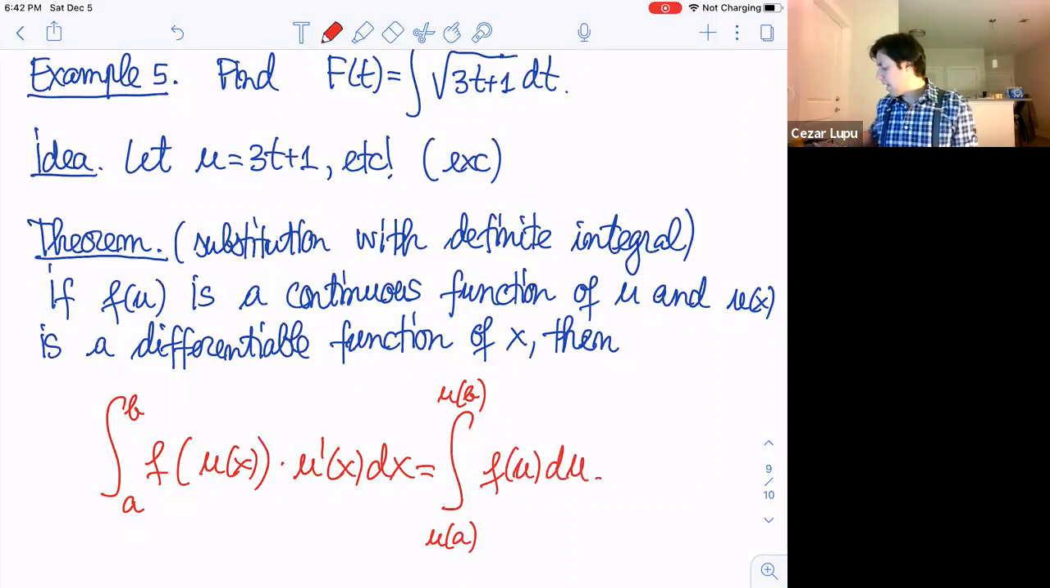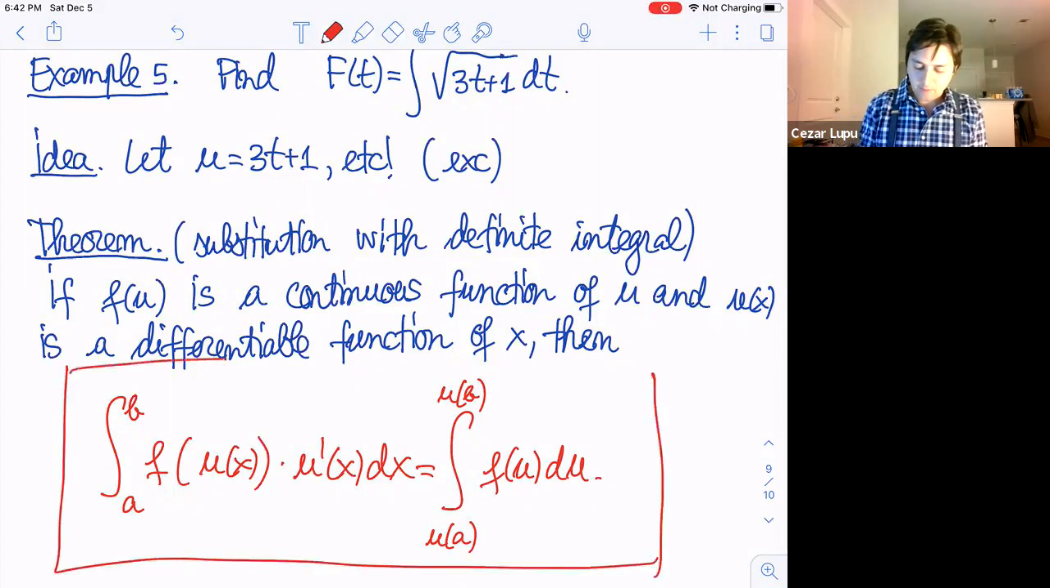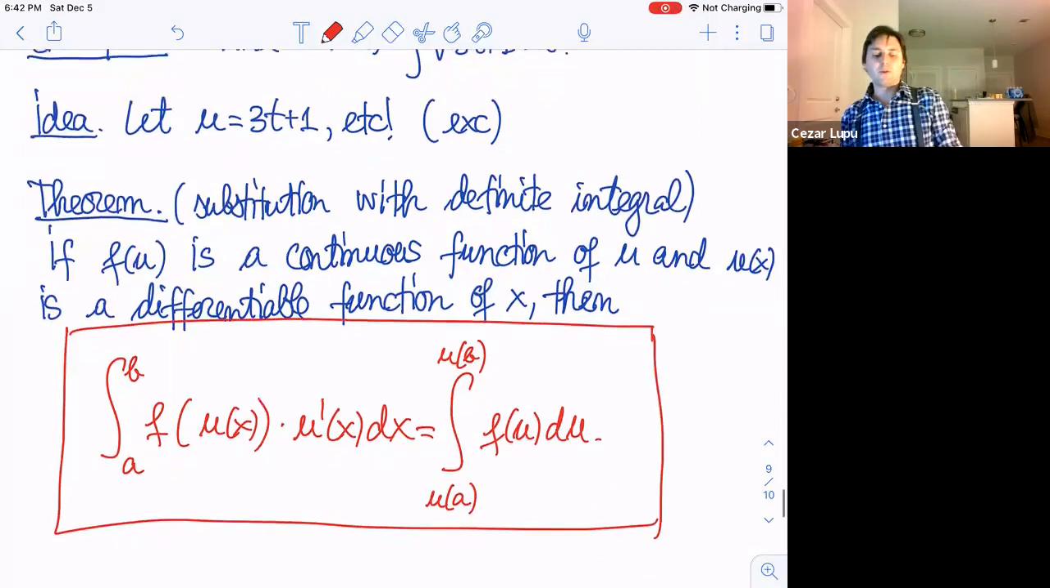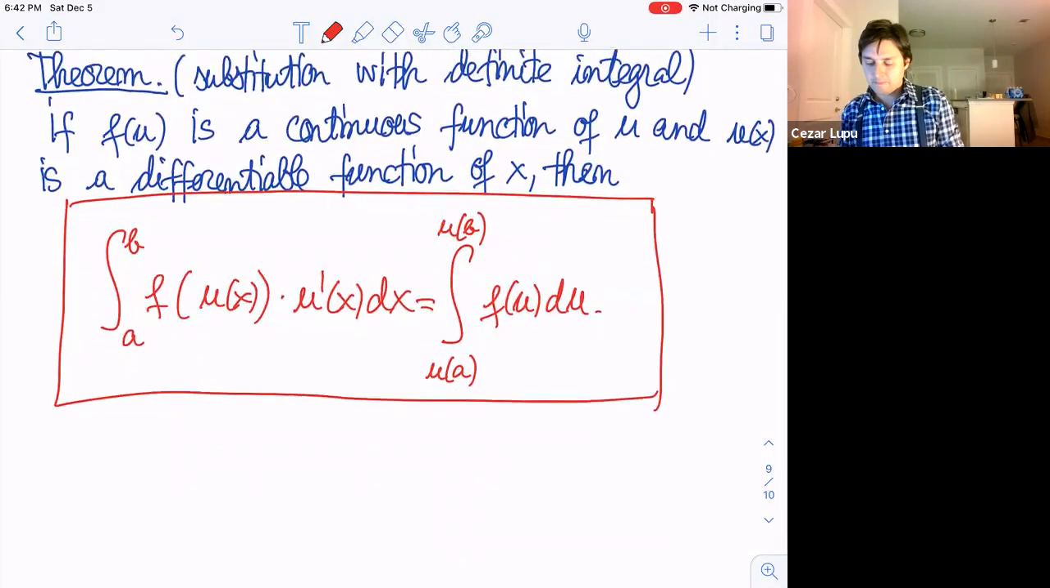So this is how we write the change of variables formula, if you want, for definite integrals. So let me box this. And we will use this formula. I want you to look at it. Okay.